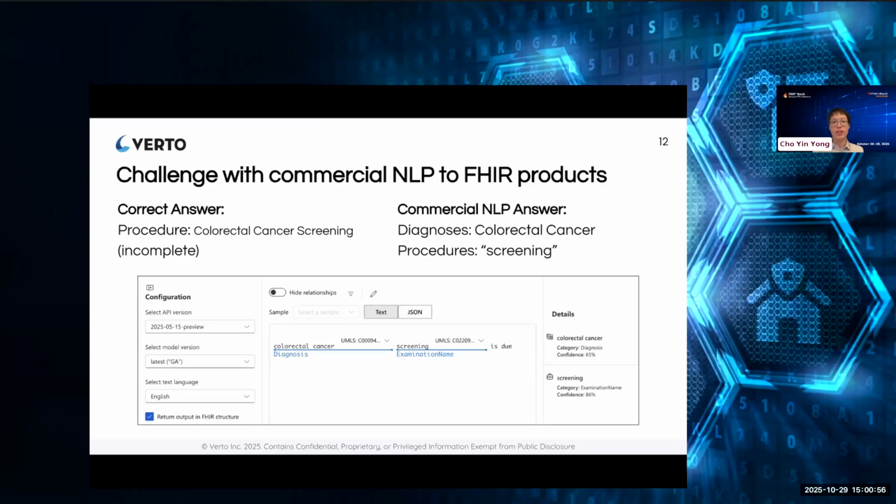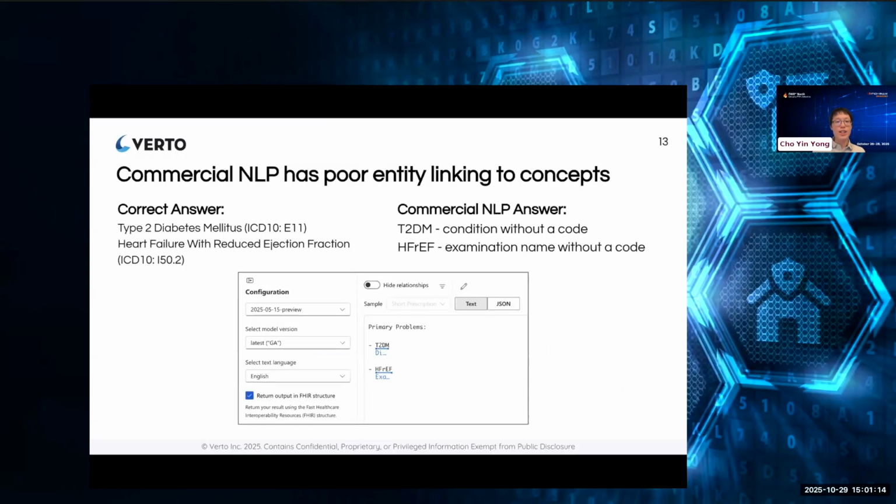Furthermore, Azure Text Analytics also generically recognizes screening as a procedure, again attaching it with an examination name. So actually, we can convert it into a procedure. That is wholly incorrect. The second challenge is commercial NLP has very poor entity linking to concepts.